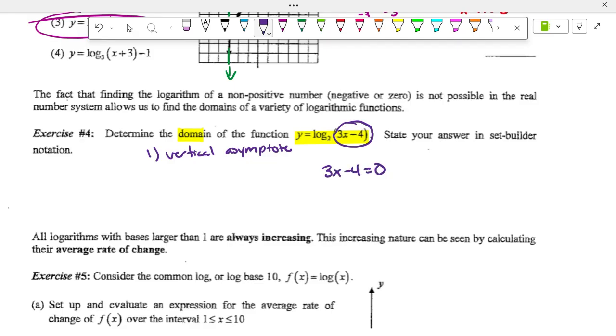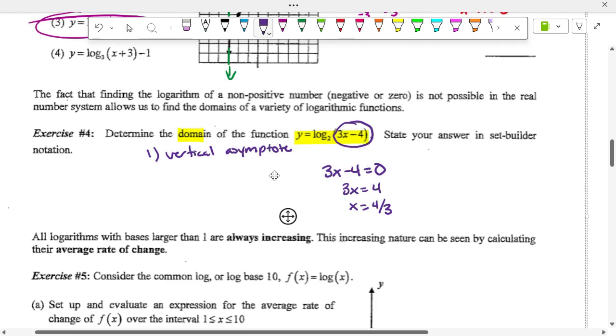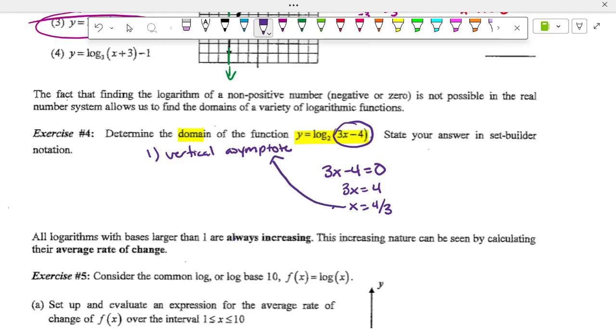I'm going to solve for x. So if I add 4 to both sides, I get 3x is equal to 4. Divide by 3, x is equal to 4/3. So this number right here, that's my vertical asymptote. So if that's my vertical asymptote, and what we know about the domain of logarithm functions, how do you think we would write the domain out? What do you think my lowest x value would be if that's the vertical asymptote?